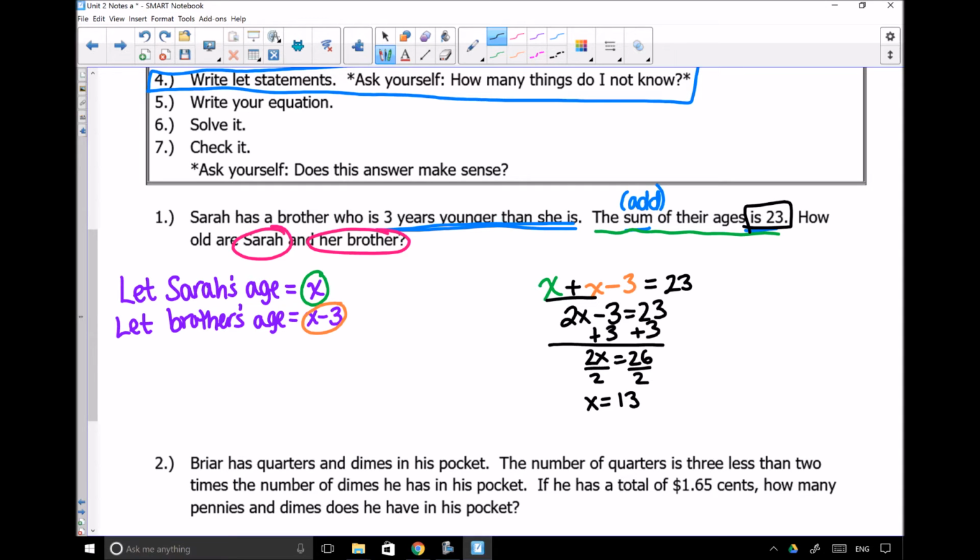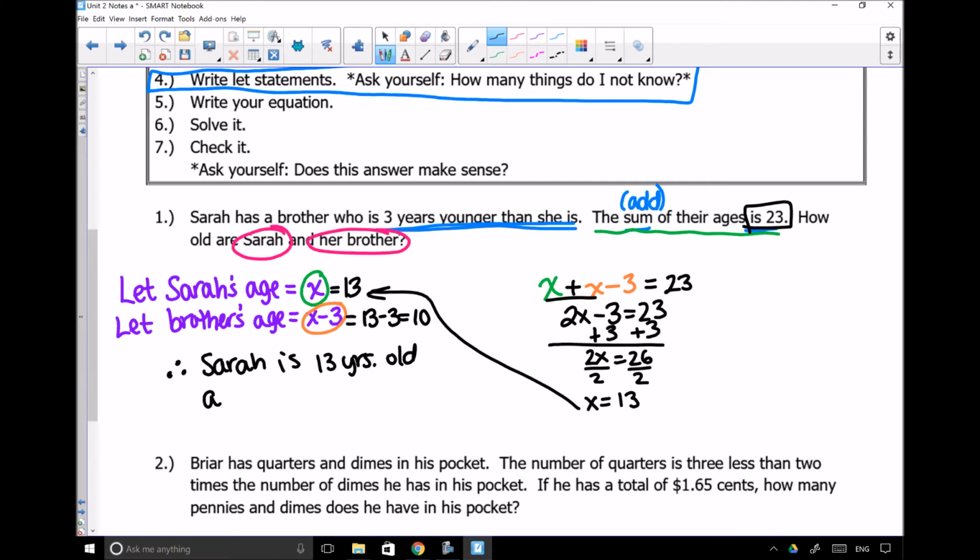Well, now that I know what x is, I'm going to go back into my let statements and figure out this information. So if Sarah is 13, if x is 13, then her brother is 13 minus 3, which is 10. Okay? So therefore, I can say Sarah is 13 years old and her brother is 10 years old.